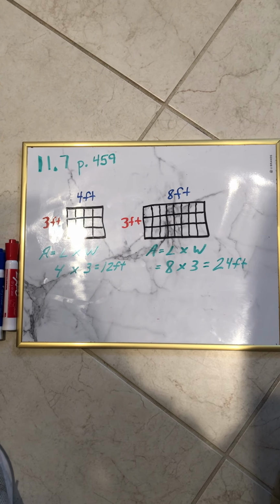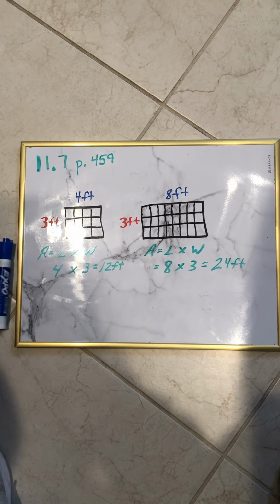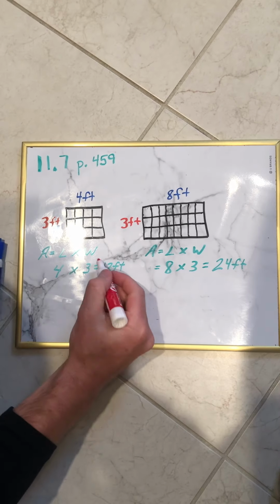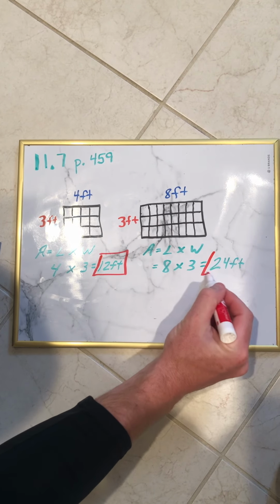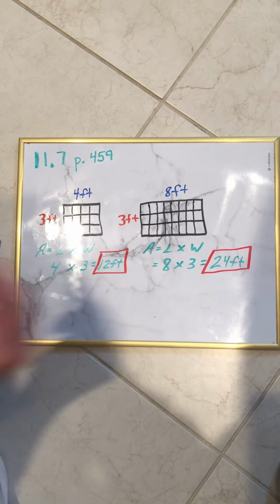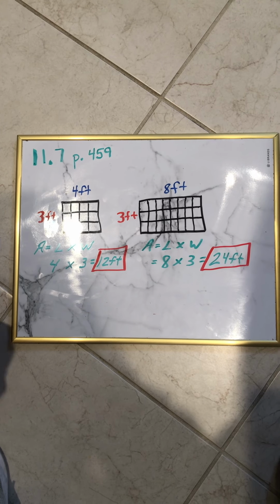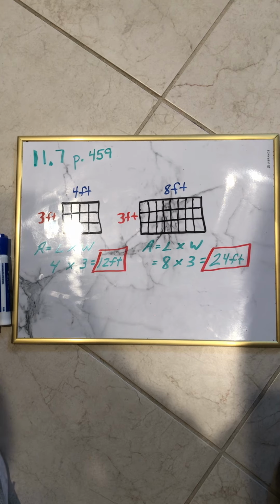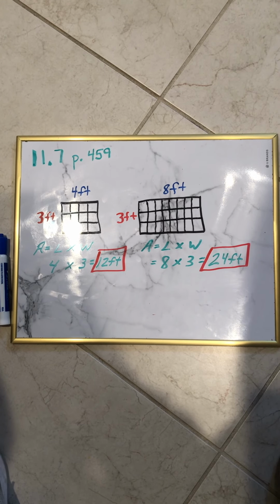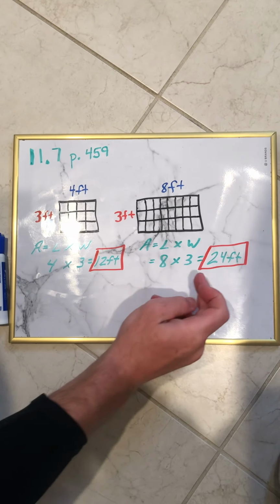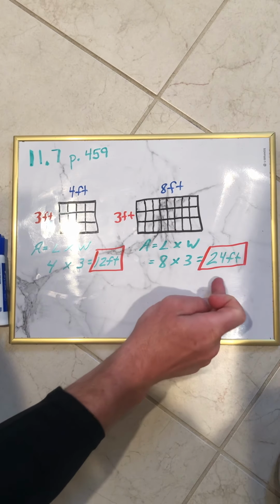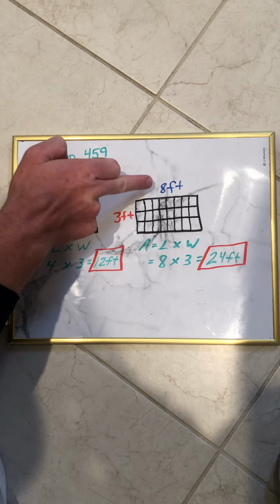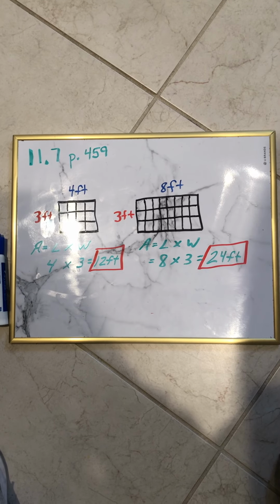Okay, now wait a second. Let's focus in on something right now. Put a box around 12 and a box around 24. What do we notice about these? If you're saying to yourself right now, Mr. White, 24, if you double 12, you get 24. If you double 4, you get 8. Whoa, I see a pattern happening.